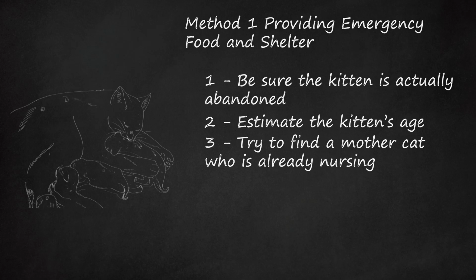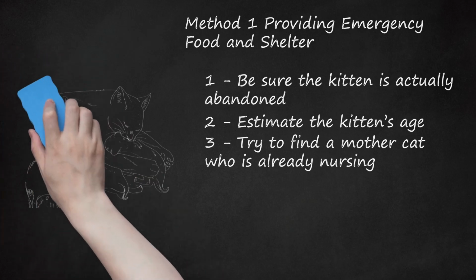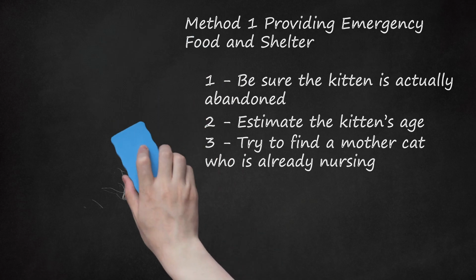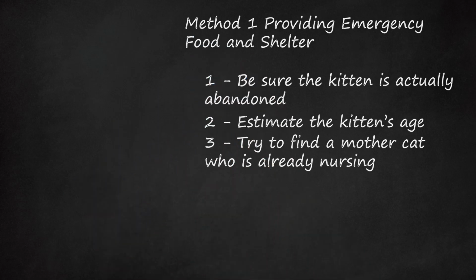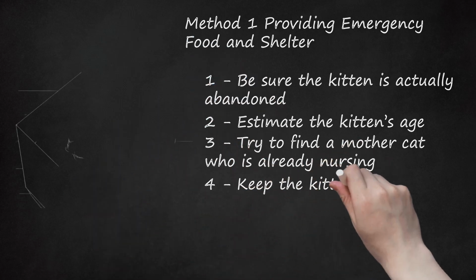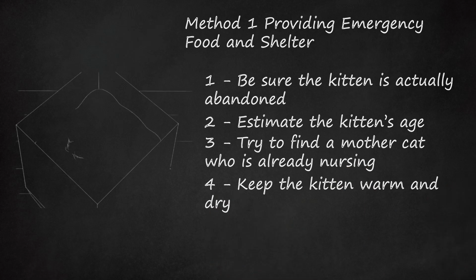Even if the kitten can be given to a nursing mother, you can still agree to take the kitten back once it's been weaned. 4. Keep the kitten warm and dry. Kittens have a lot of trouble regulating their own body temperatures. In fact, they cannot control their body temperatures at all until they're at least 3 weeks old, therefore they need a lot of help to stay warm.